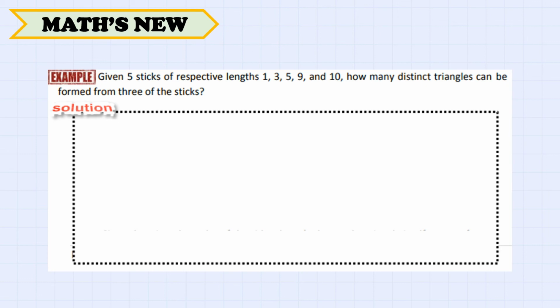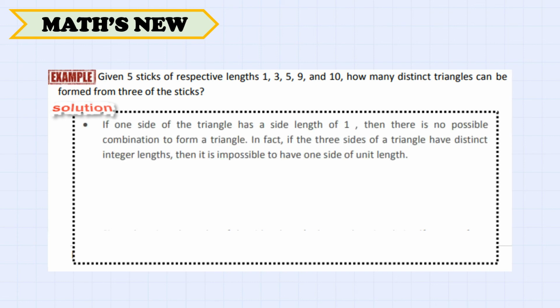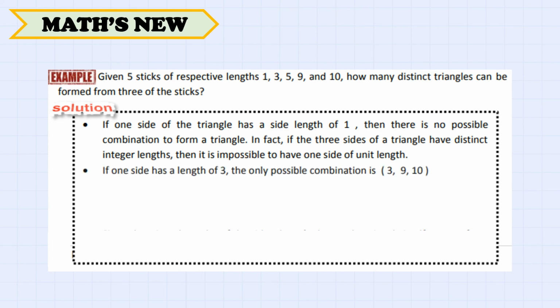Now, how about this problem? Given 5 sticks of respective lengths 1, 3, 5, 9, and 10, how many distinct triangles can be formed from 3 of the sticks? If one side of the triangle has a side length of 1, then there is no possible combination to form a triangle. In fact, if the 3 sides of a triangle have distinct integer lengths, then it is impossible to have one side of unit length.